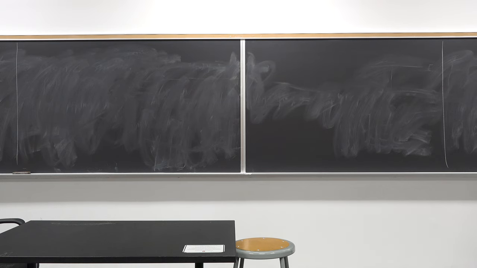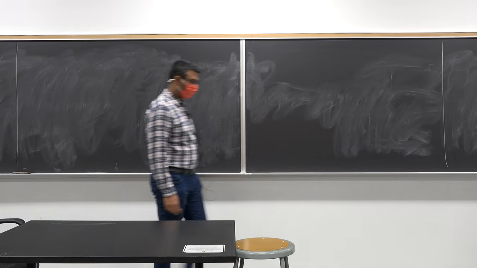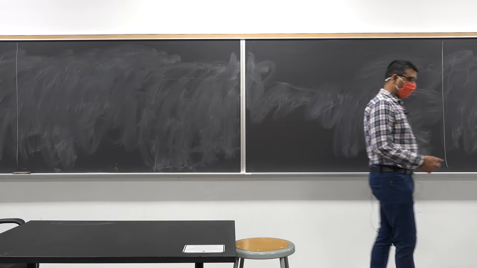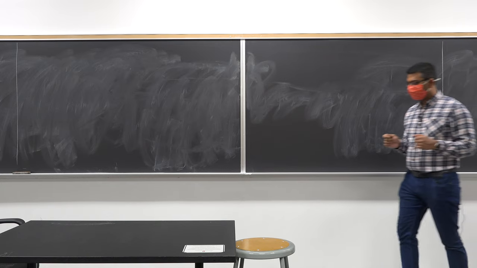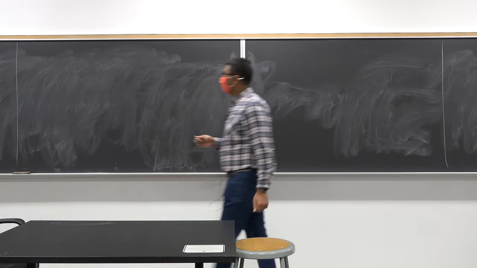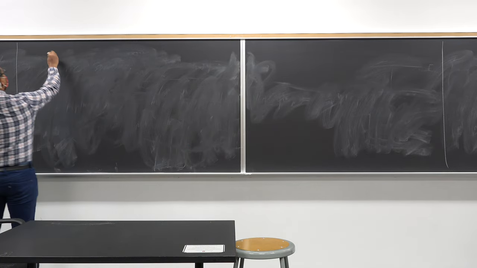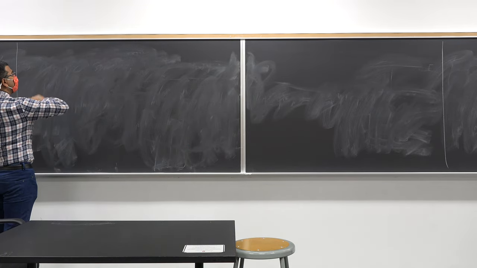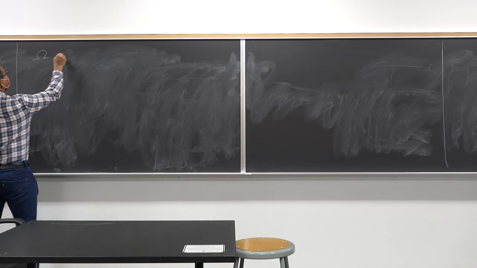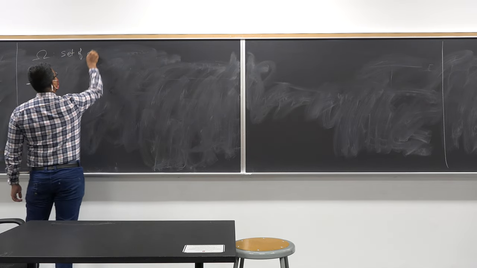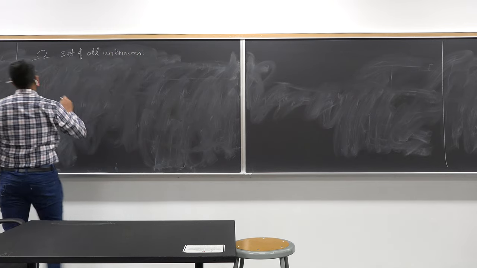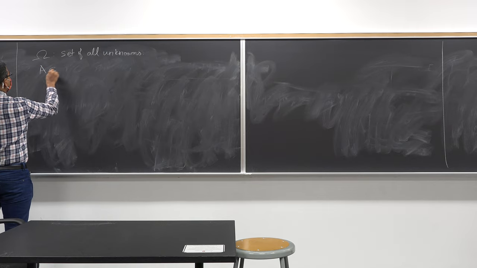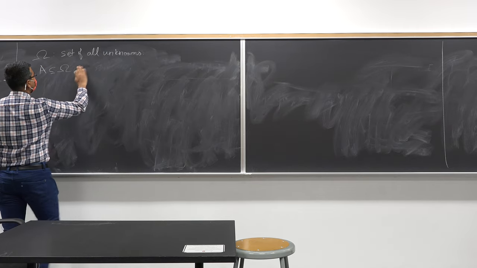So in the previous class, we talked about probability distributions, probability measures, which essentially measures the weight of subsets of the original set of all unknowns. So we have omega, which is the set of all unknowns. We have A, which is a subset of omega called events.